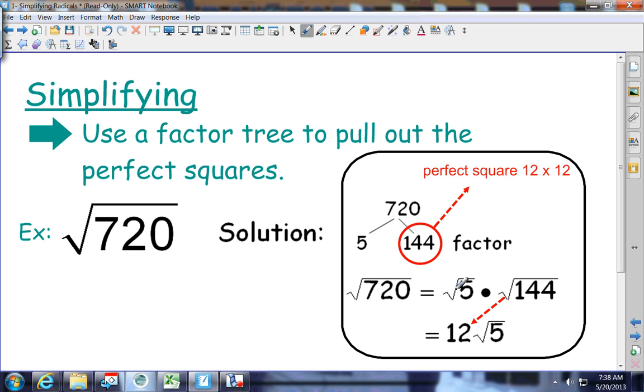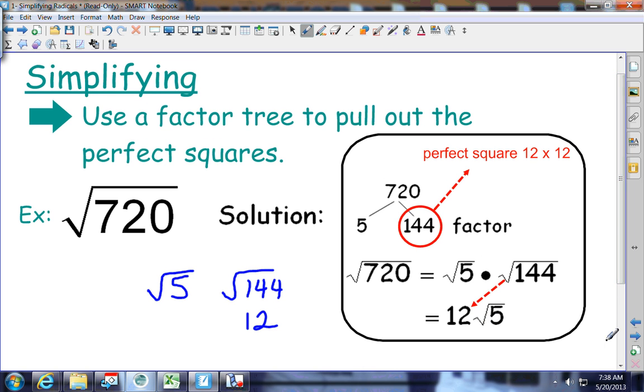And then if you would have split it up, basically they're splitting it up like the square root of 5 and the square root of 144, right? Square root of 144 is a perfect square. That's where they came up with their 12. So then that's how they got 12 square root of 5. You're going to see me using the house and stuff because I think it's easier to break it down that way.